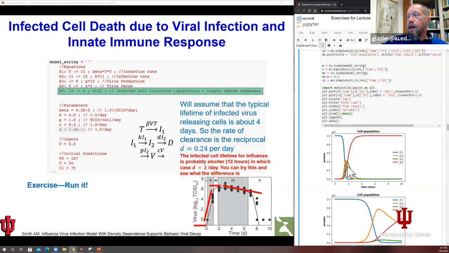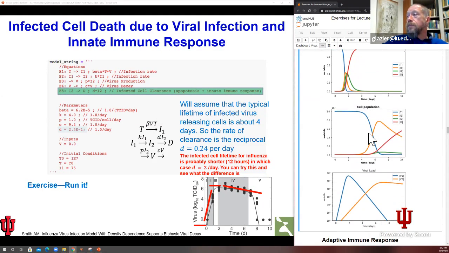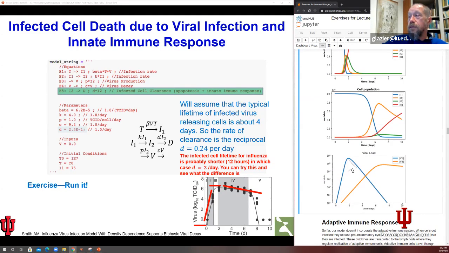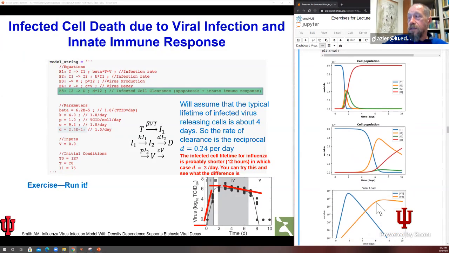And you'll notice that if I do that here, basically my I1 cells turn into I2 cells and then die right away. So my dead cell population comes up very, very fast. And my viral load curve now has a totally different shape. I don't have a biphasic response anymore. My viral load comes up to maximum, and then decays very, very rapidly to 0. And so that shorter lifetime for the cells isn't compatible with the other assumptions that I've made if I want to match the experimental viral load curve.